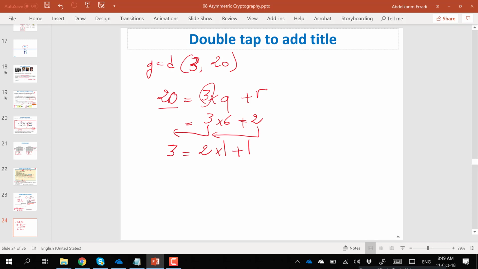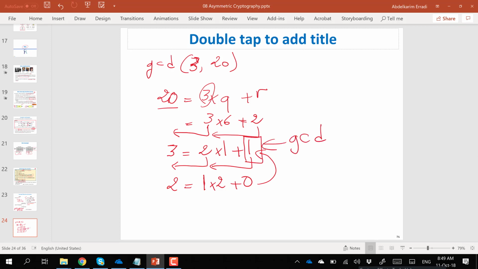We do the same. We shift this one to the left, and this remainder will take the position of 2. So another way to express 2 in terms of 1: how many ones do we have in 2? 2. And the remainder is 0. Once we find the remainder 0, we go back to the previous remainder, and this is our greatest common divisor.